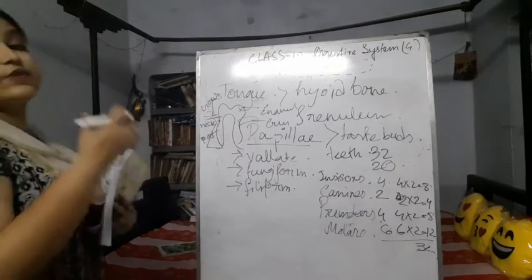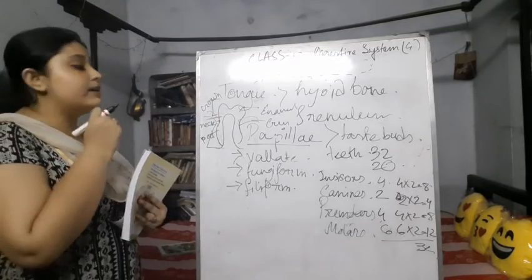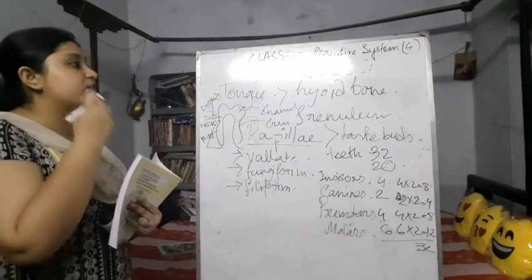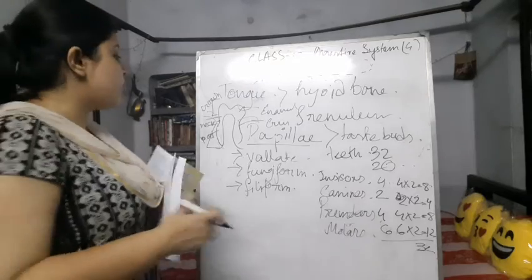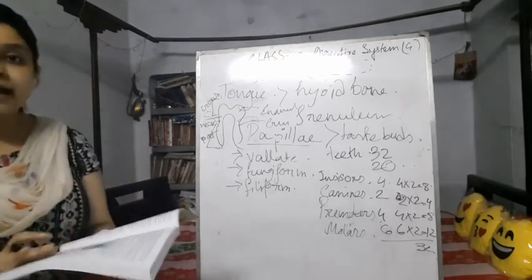So there are 3 parts of one tooth. The crown is what we can see. The joining part is called the neck, and the part which is embedded in our gum is called the root of the tooth. Okay, understood?